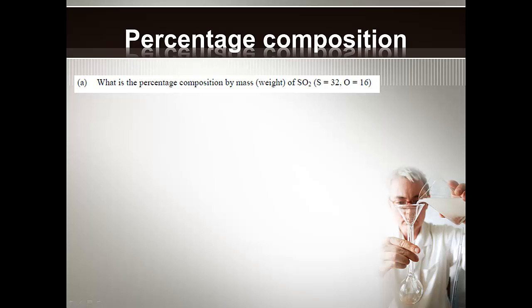What is the percentage composition by mass of SO2? How do we work this out? Percentage composition by mass of SO2. So we need to say what percentage we have of sulfur and what percentage we have of oxygen overall in this molecule. So let's work out the overall mass of SO2, sulfur dioxide. 32 plus 2 times 16 gives us 64 grams per mole. That's the molar mass, 64 grams per mole.